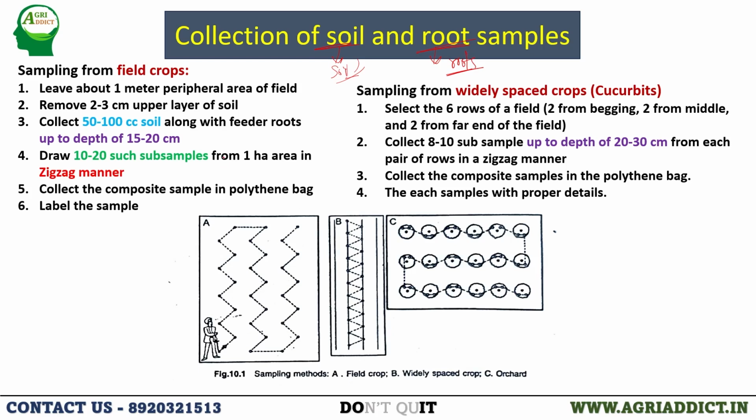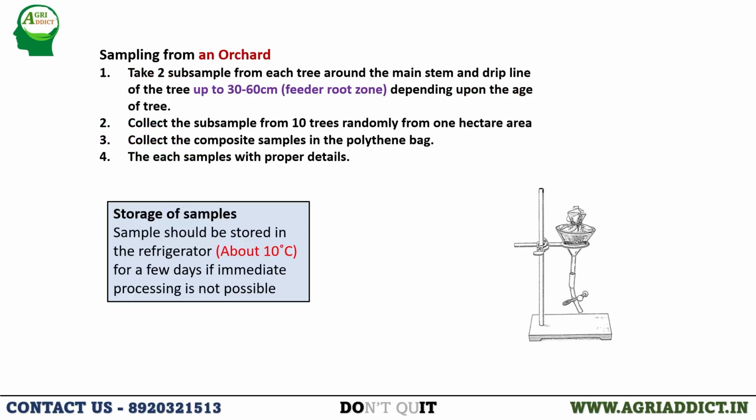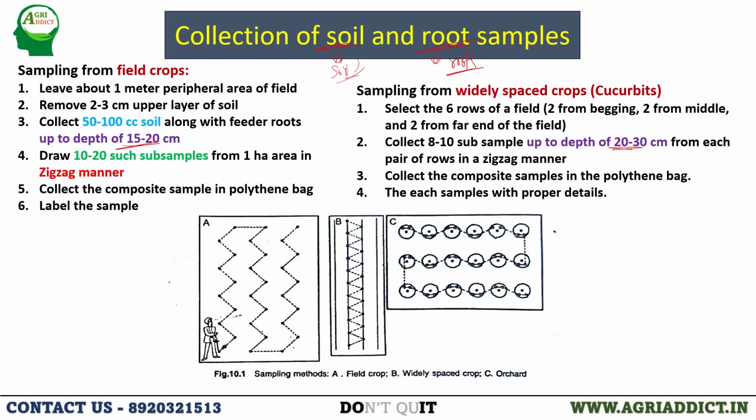Hence, the sampling method differs from one case to another. In field crops, the depth of sampling is 15 to 20 centimeter, whereas in widely spaced crops it varies from 20 to 30 centimeter, and in orchard plants, that is fruit trees or plantation crops, it varies up to 30 to 60 centimeter. Why does the depth vary in these crops? It entirely depends on how the root system is distributed.